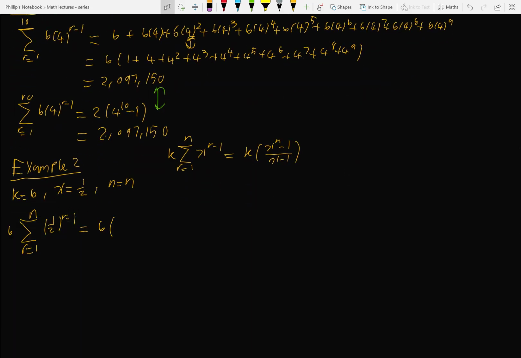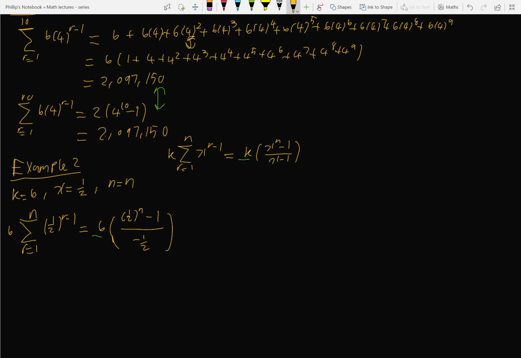So that's going to be equal to, well, we've already got the k, so that's a 6 here. That's the k. So we're going to put a half to the n minus 1, all over a half minus 1. A half minus 1 is going to be minus a half.